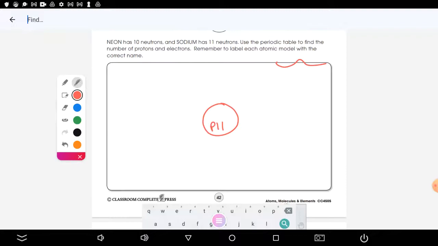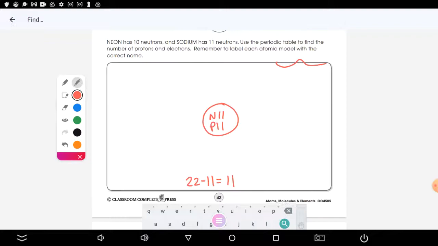How many neutrons, Harper? 11. How do you know? Because it says it up there in the words. Okay, it tells us. What if it didn't tell us? Lori? We subtract the atomic mass. Okay, what is the atomic mass? 22. So 22 minus my protons should equal my neutrons. I want you to add that subtraction sentence at the bottom.